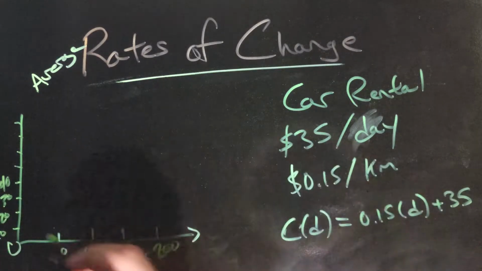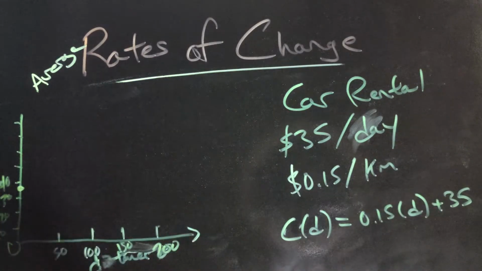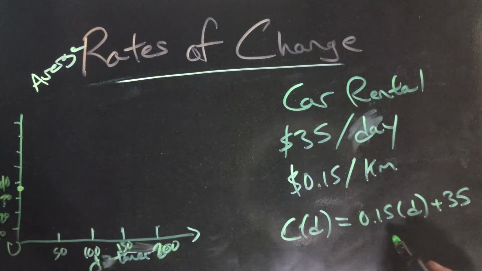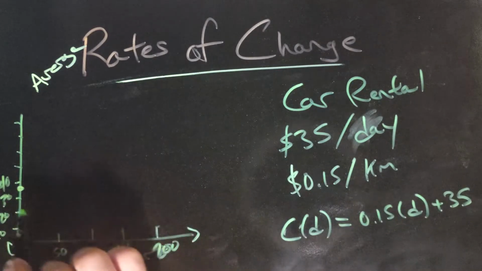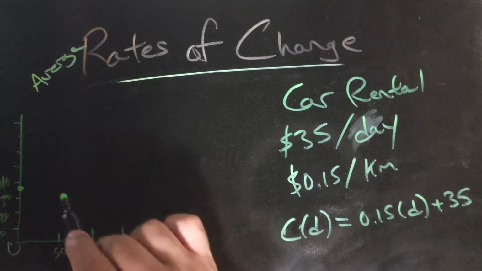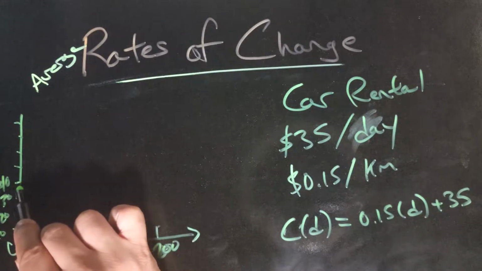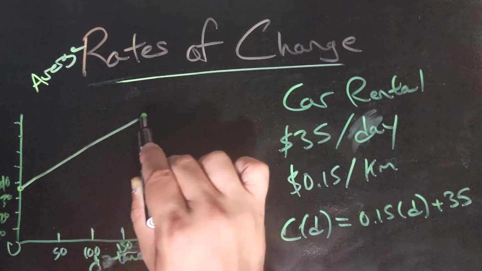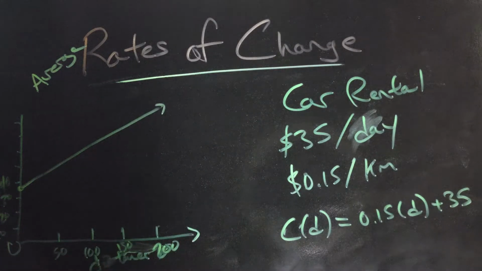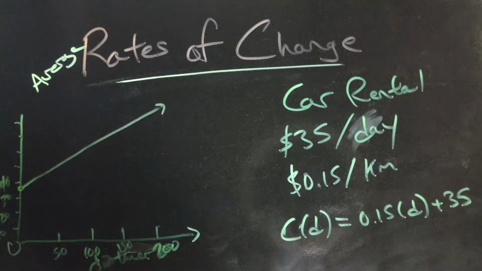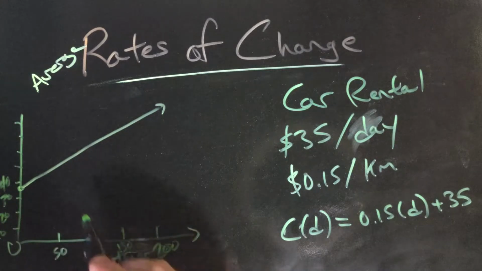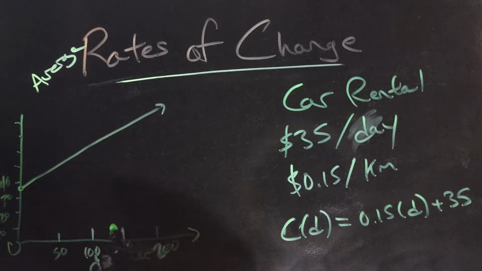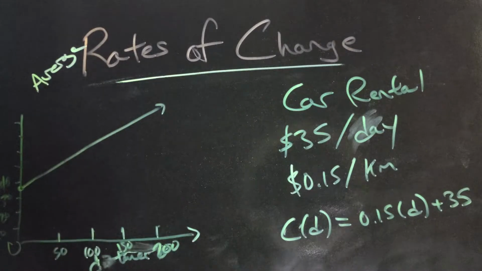So we know that if we were to draw this out, we start at 35, and then we do 15 cents per kilometer. So the more she drives, it just keeps going. So we can see right away that the rate of change is constant in this example, because our line is straight.